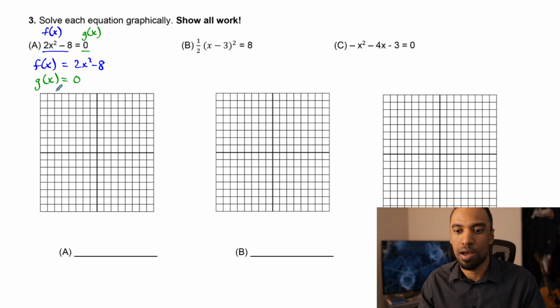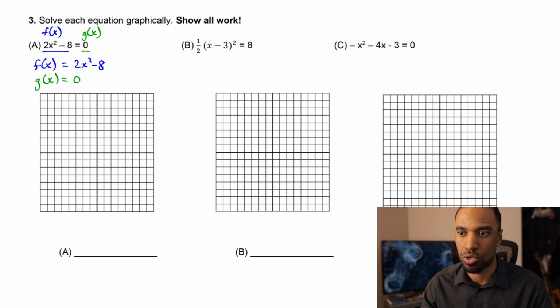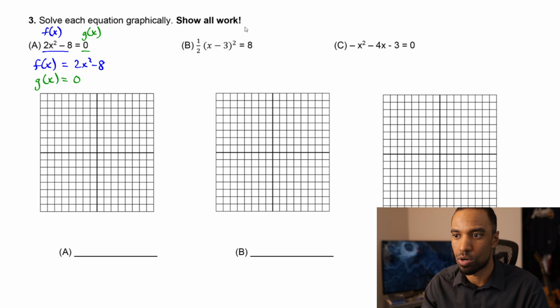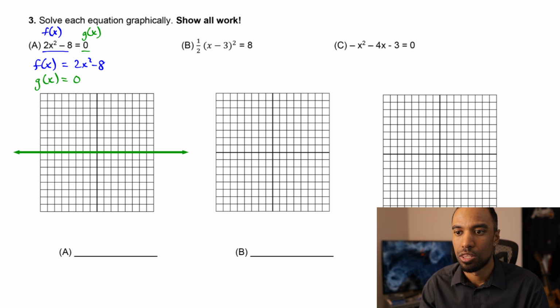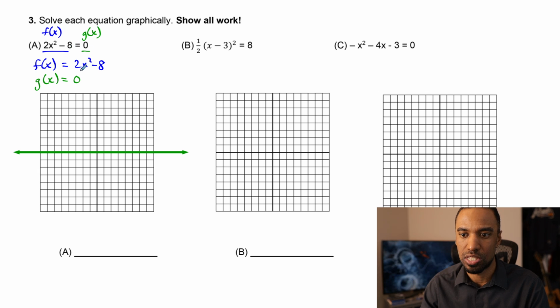All right, anyway, but for part A right here, g of x equals 0, I'm going to graph that one first. That's y equals 0. That is a horizontal line. That is on the x-axis. It is this line right here. The blue one is the one that we need to pay a little more attention to.